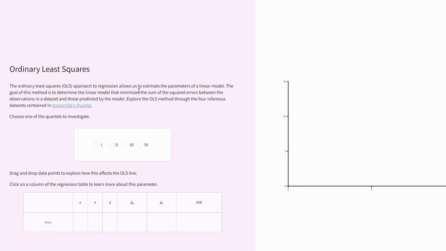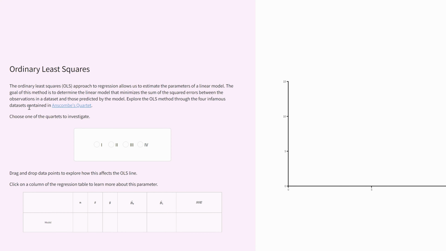Regression allows us to estimate the parameters of a linear model, right? So it's just a straight line through some data. The goal in this method is to determine the linear model that minimizes the sum of squared errors. So we have this penalty term, which is essentially we've got a line of best fit, and any deviation from that line, you get penalized twice as much, squared as the distance, right? So we create these squares around the data.